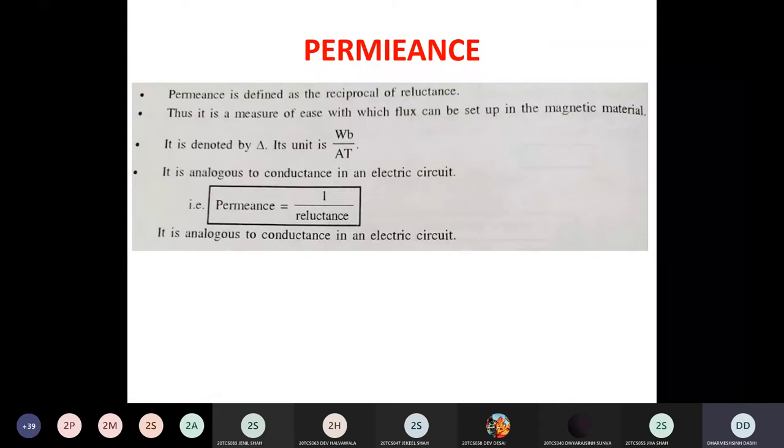Clear? So it is analogous to the conductance, as I told you. Permeance is the reciprocal of reluctance. Clear? Then reluctivity.